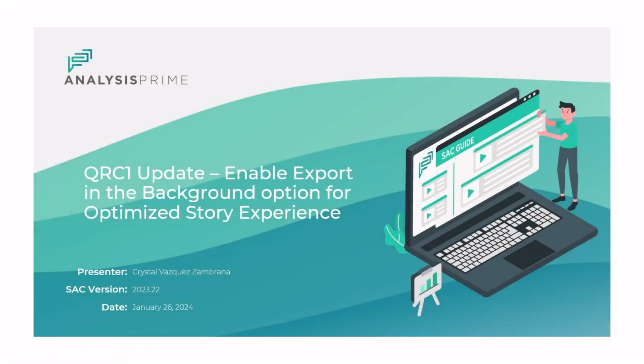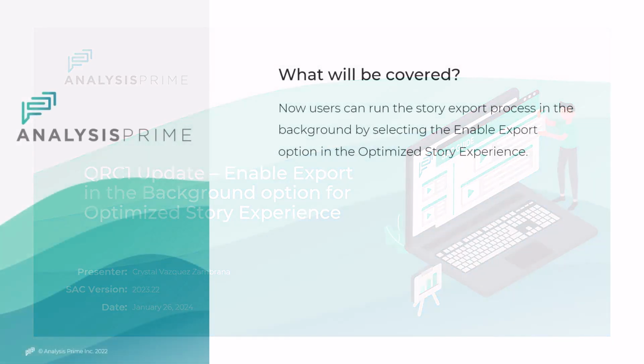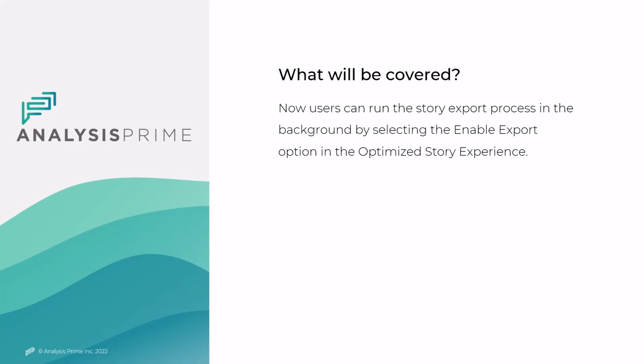I'm an expert as a service consultant, and in this video, I will talk about the Enable Export in the Background option for the optimized story experience. This is part of the QRC1 update of SAC for 2024. The Enable Export option was added in the optimized story experience.